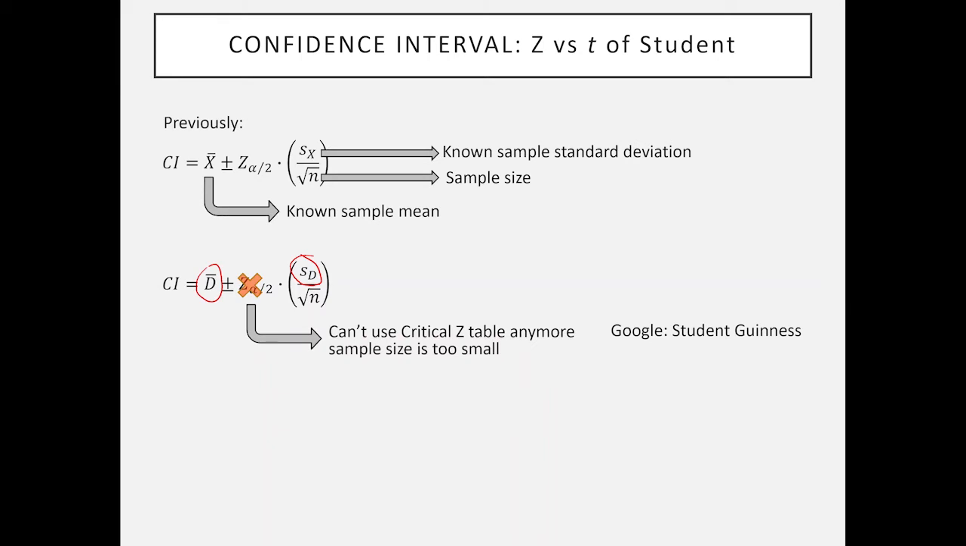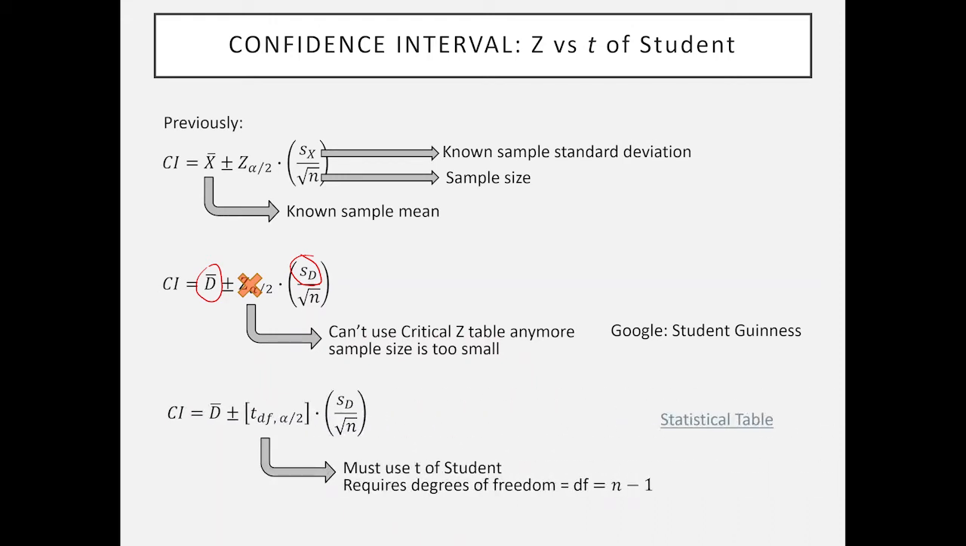You can check this on Google: Student Guinness noticed this problem, and so he then calculated something called the t table, known as the t of Student. That's what we're going to be looking at. It replaces Z for small samples, below about 30 or 40 or so.